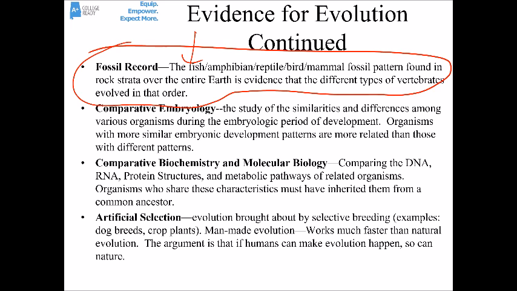And scientists would say that that's evidence that the first vertebrates were fish, and that amphibians evolved from fish-like ancestors, and reptiles evolved from amphibian ancestors, and birds and mammals evolved from reptile ancestors.